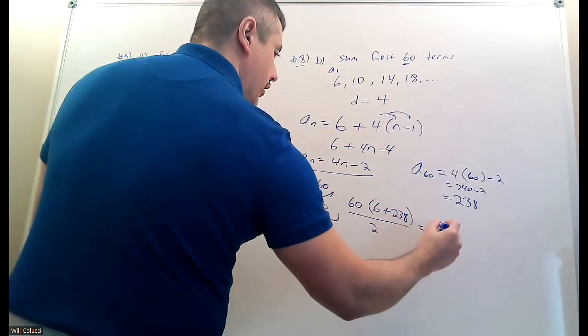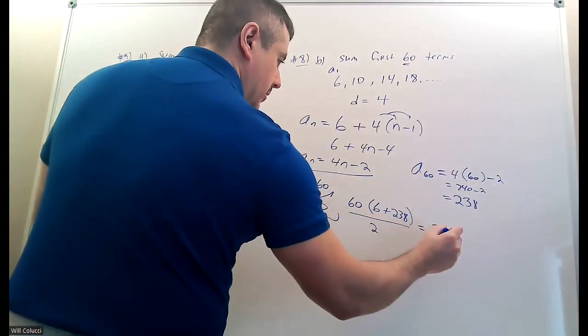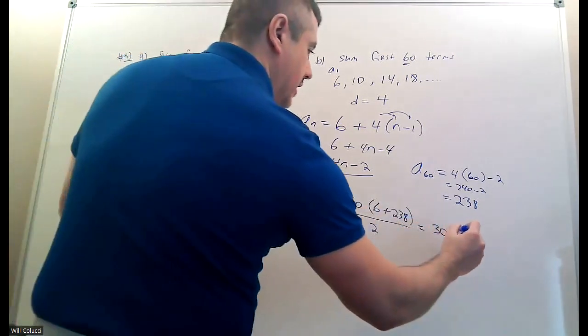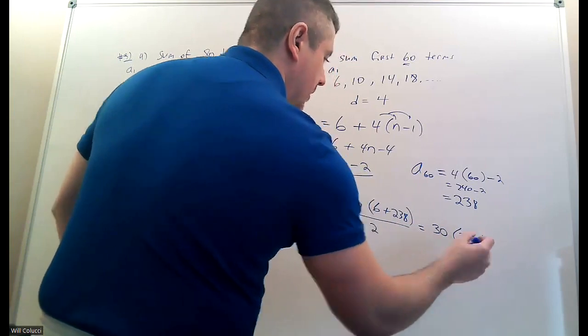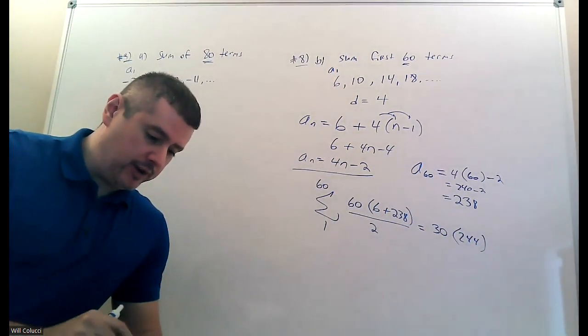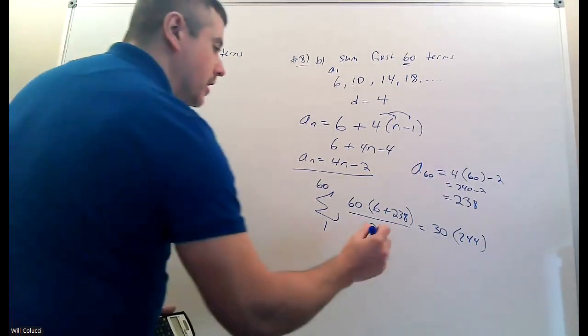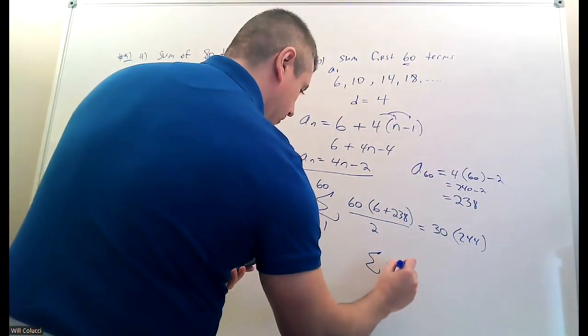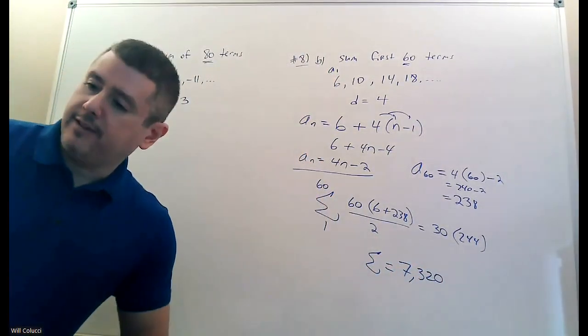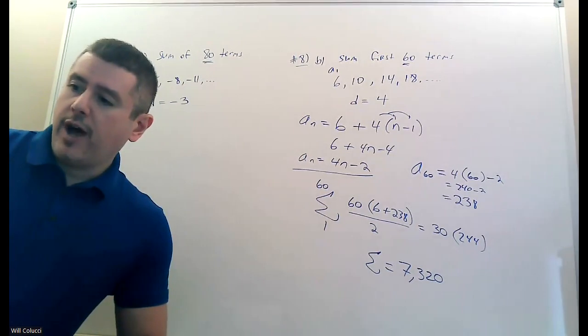So this ends up being 30, right? Because you can divide 60 by 2. Cut 60 in half, you get 30. Add these together, you get 244. And then just multiply it. Right? 244 times 30. I don't have to worry about a negative number this time. So I got my sum to be 7,320. And again, formulas. Just know how to use the formula.